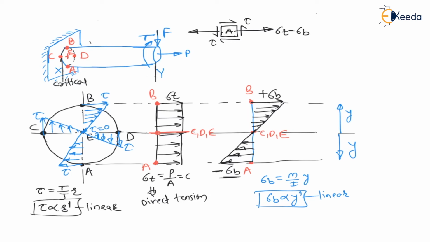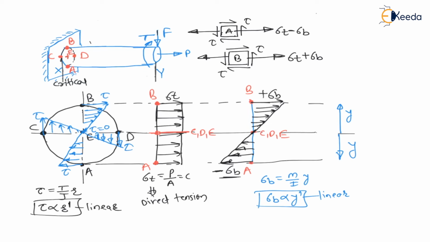If I see point B, at point B there is maximum torsional shear stress, tau. At point B, there is tensile direct stress sigma T, as well as tensile bending stress. Therefore, sigma B will add to sigma T. Bending stress is also tensile, therefore sigma B will add to sigma T.